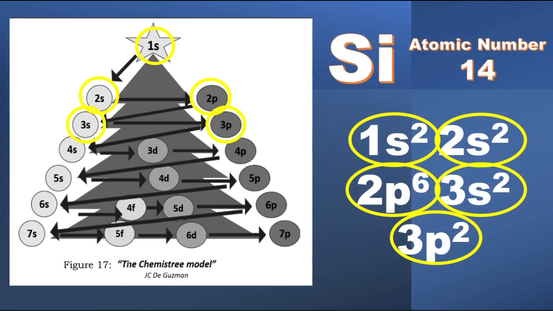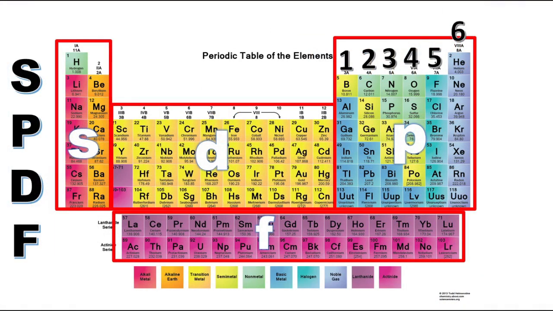Alright, the answer is this. If we total the number of electrons of all the electronic configurations in this example, you will come up with a total of 14. As you can see, the p block is located at the right side of the periodic table. Now, the last electronic configuration of our given example, which is silicon, is 3p2.